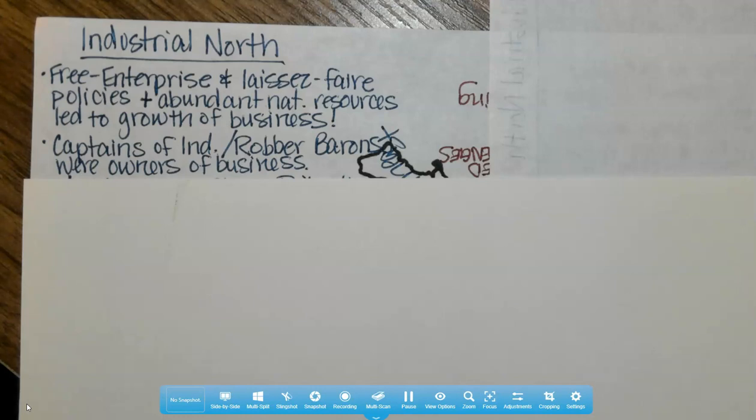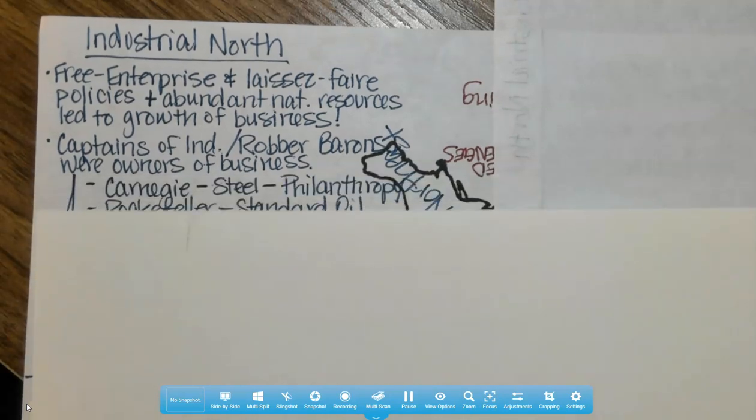Now, usually you only called them the captains of industry if you supported them, because the other half called them the robber barons. So a baron is like a regal title back in the old country, okay? So a baron was over a large section of land, okay? It was just an aristocratic title. The captains of industry, the robber barons, they were the owners of business in the industrial Northeast.